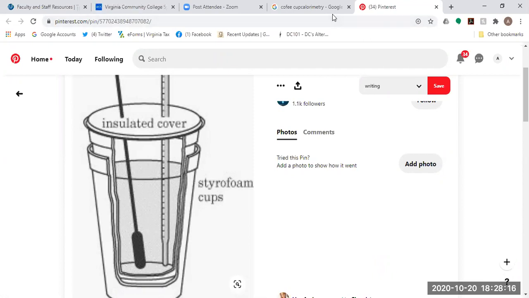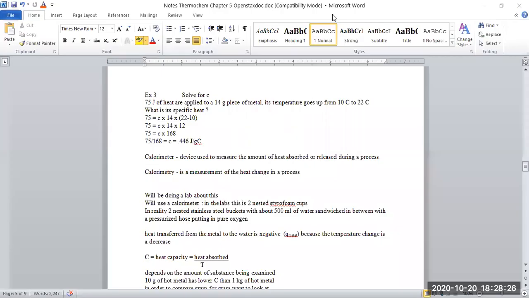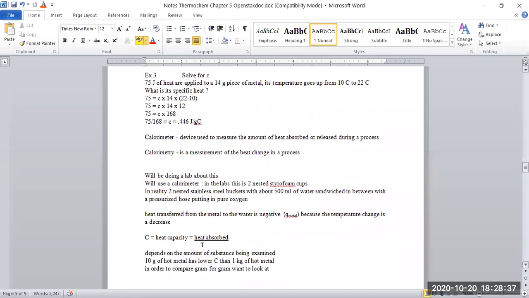So yeah, unfortunately for this thing we don't have high tech involved. We have pretty low tech involved. And you'd think that it probably shouldn't work at all, and yet it really does. So coffee cup calorimetry, the nested styrofoam cups, is what we're going to be doing in lab. One last little bit here.